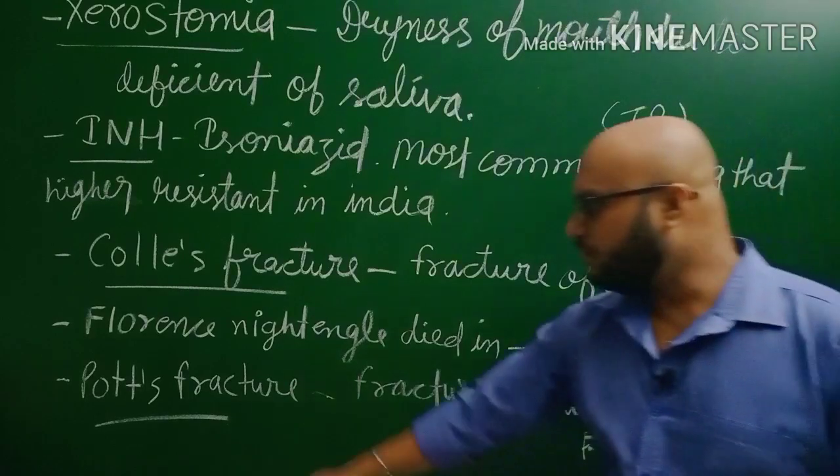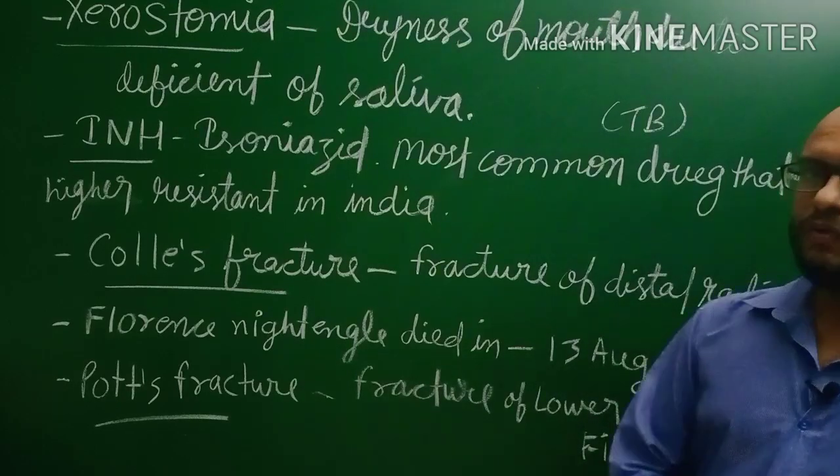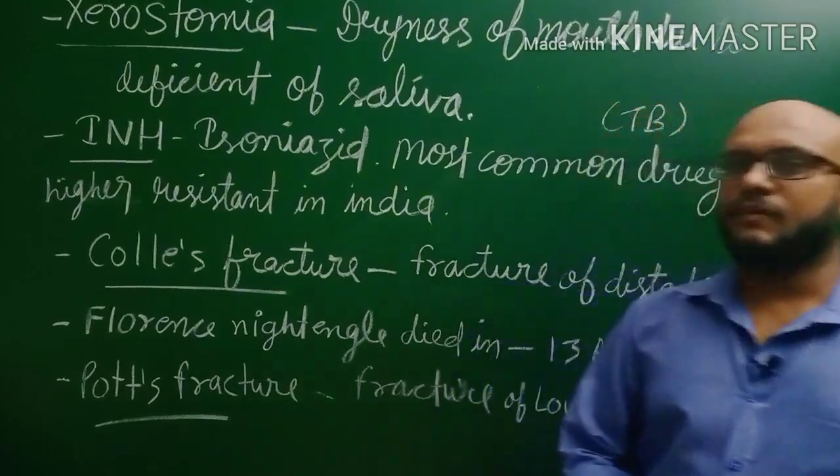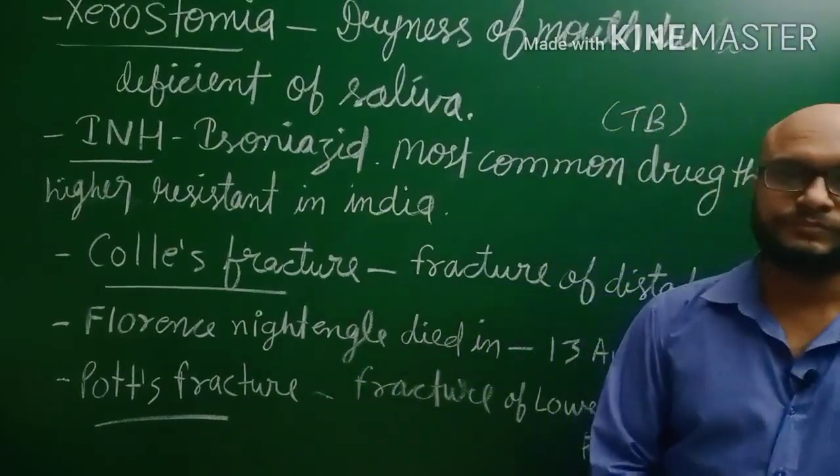Now let's talk about Pott's fracture. It is a fracture of the lower end of the fibula. The fibula bone is found in our leg. If this bone is fractured, this fracture is known as Pott's fracture.